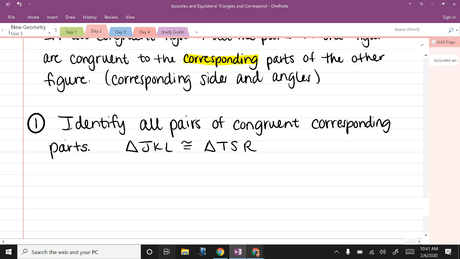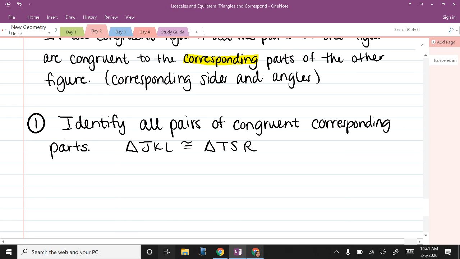It matters the order. When you're saying one triangle is congruent to another triangle, it is very important where you put each letter. And here's why. When you have a statement of congruency and it says angle J is mentioned first, well, the first letter in the second triangle better be congruent to it. And so angle K is congruent to angle S. And angle L is congruent to angle R.